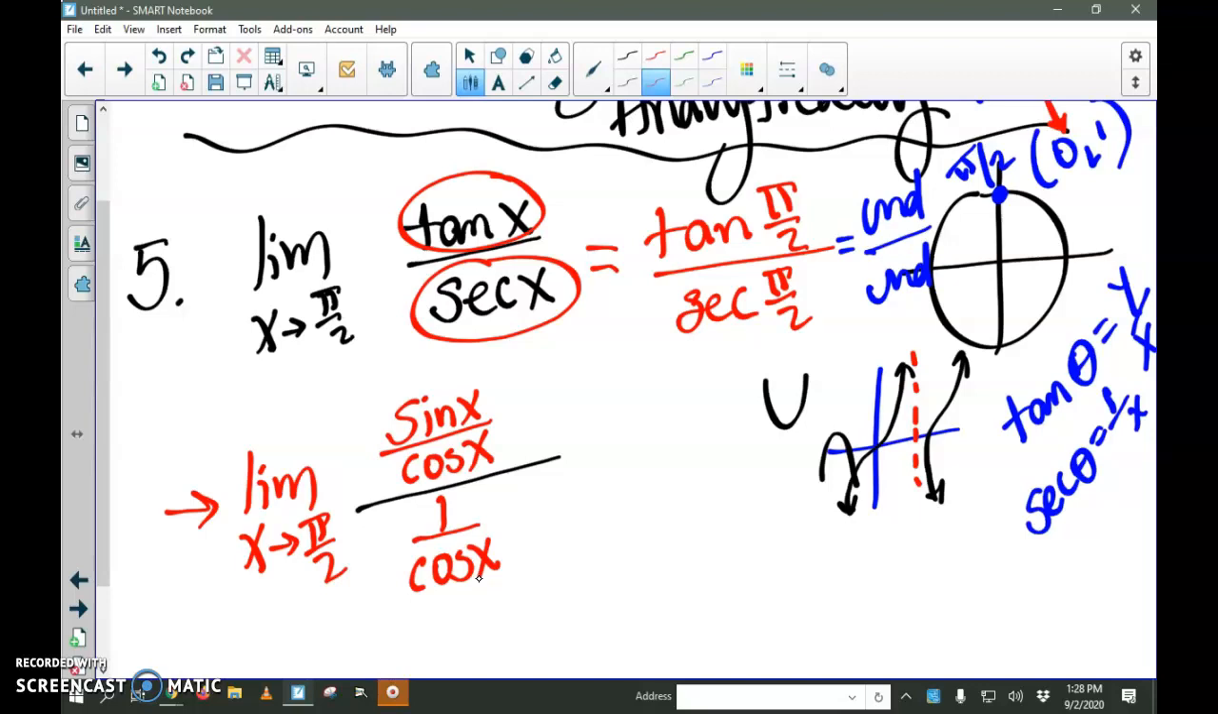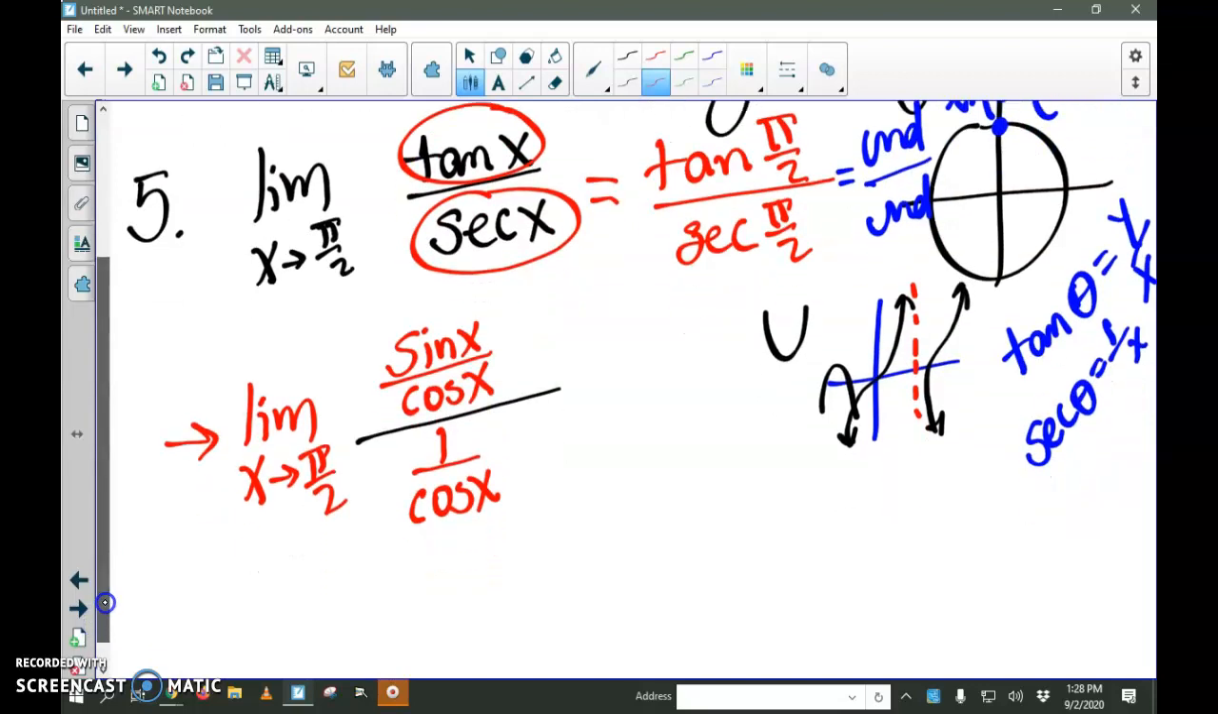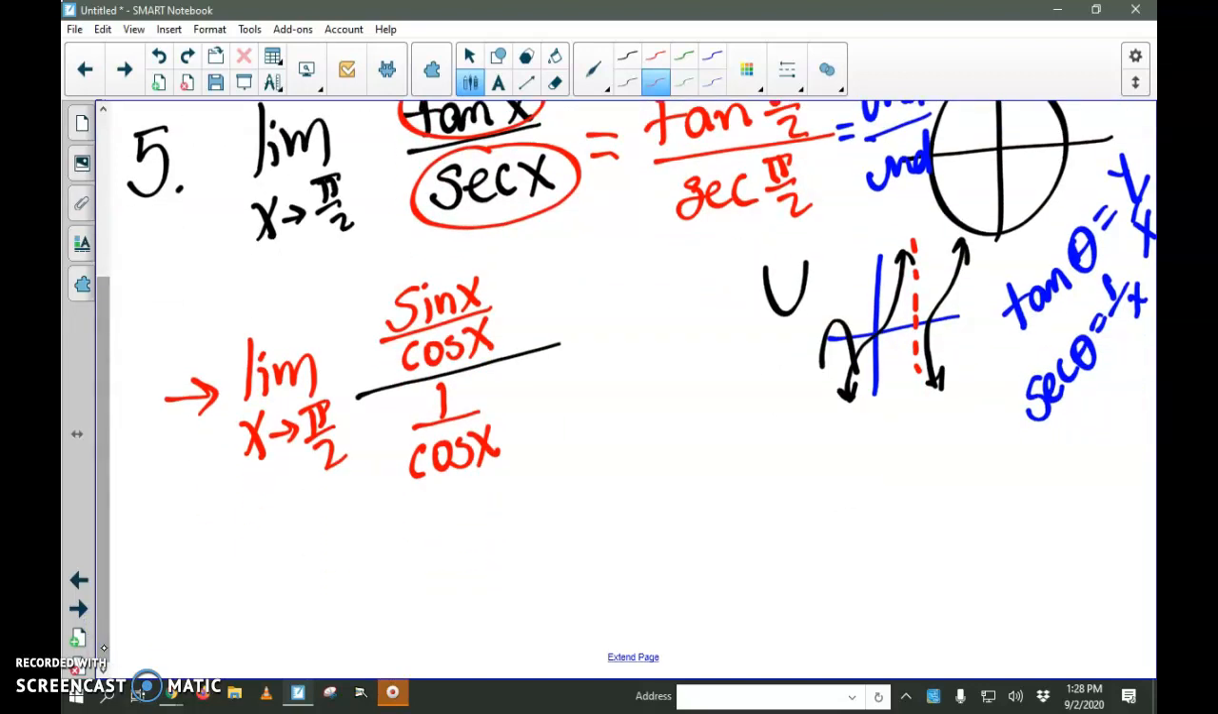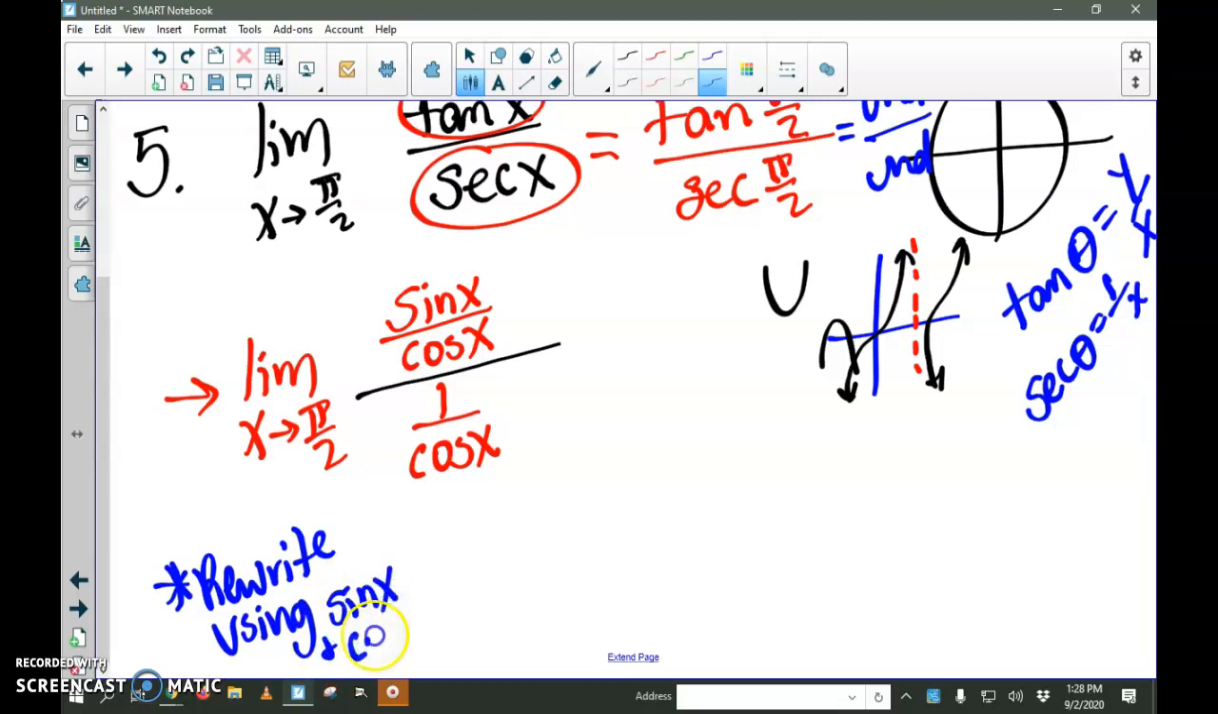Okay? And my strategy when it comes to these trig functions is to rewrite using sines and cosines if possible. Hey, it might not always be possible, okay? There are always exceptions to the rule, and in math I feel like there are more exceptions than not, okay? But my strategy here is to turn tangent and secant into sines and cosines.